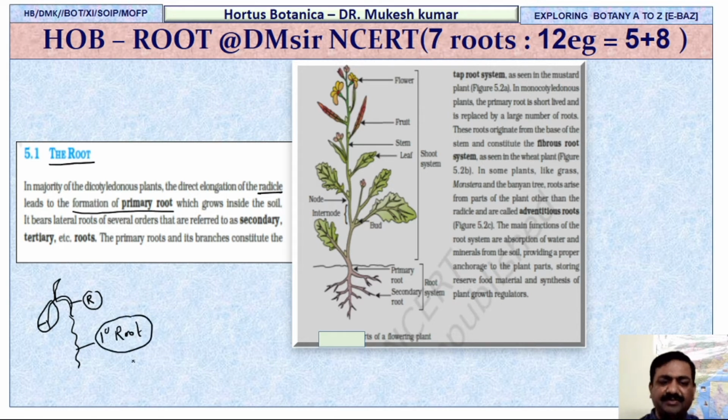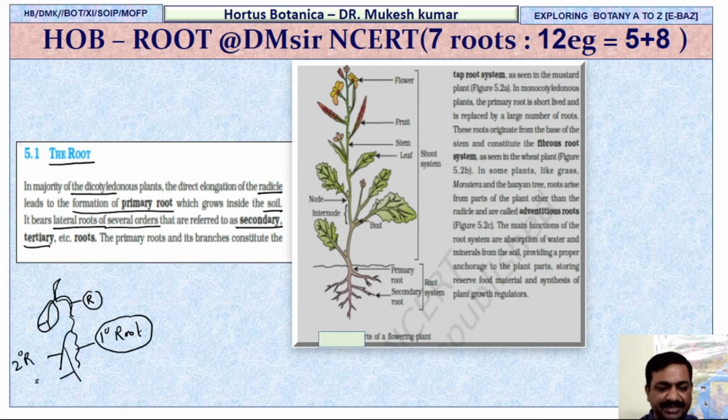Okay, so this will be a root. In the majority of dicots, direct elongation of the radicle leads to formation of the primary root, which grows inside the soil and bears lateral roots of several orders, called secondary, tertiary, etc. roots. What does it mean? The radicle is there, it is bearing the primary root, the primary root will undergo branching and it will form secondary roots.